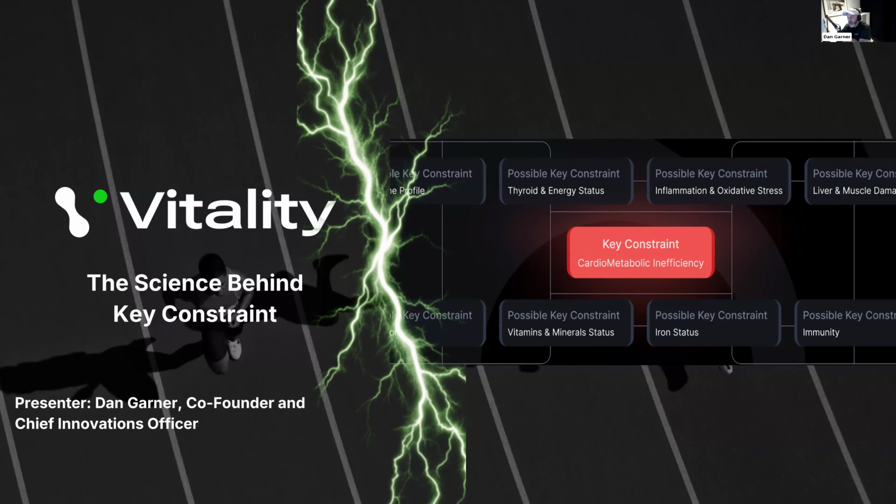All right, vitality, the science behind the key constraint. We have been doing some phenomenal work in the innovations department at Vitality Blueprint. It's my freaking heart and soul these days. There's nothing I think about more than vitality and all the ways in which we're going to change the world of blood work. And a lot of that stuff is coming to life.